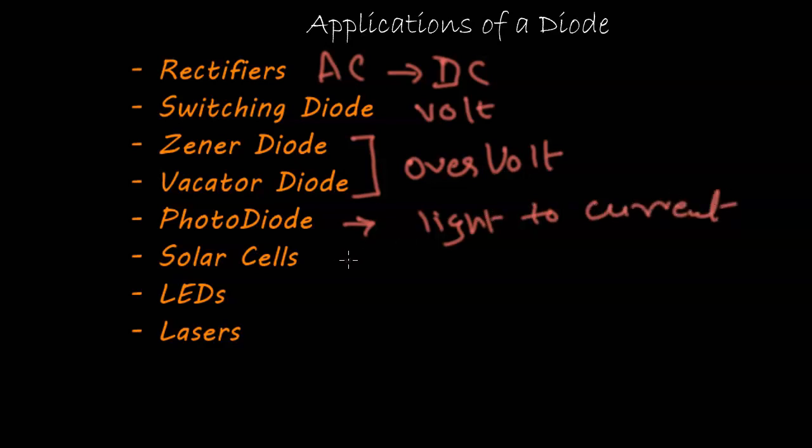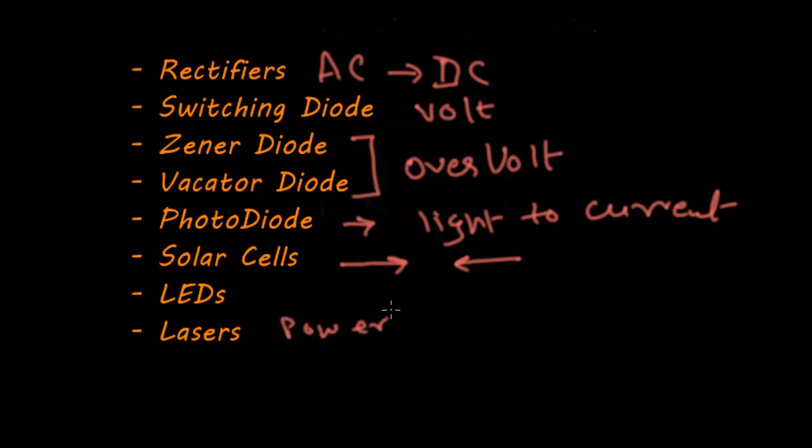Then we have solar cells where the diodes are used as the bypass diodes. It ensures that the current flows only in one direction, because if the current will flow in the opposite direction, then it can lead to the heating of our solar cells. Then we have the light emitting diodes. It's used for glowing of LEDs like red color, green color, blue color. And diodes are used in laser circuits to control the power. So these are for power purposes. These are some of the applications of a diode.